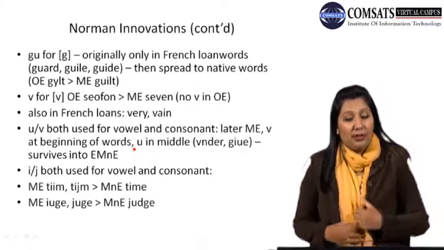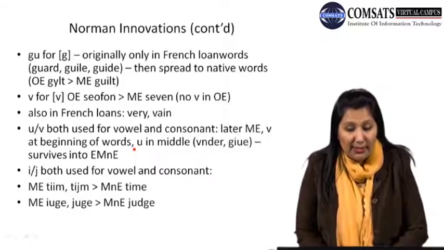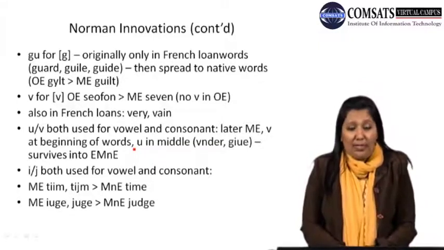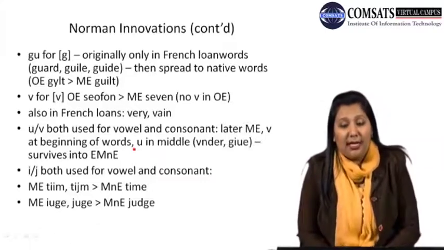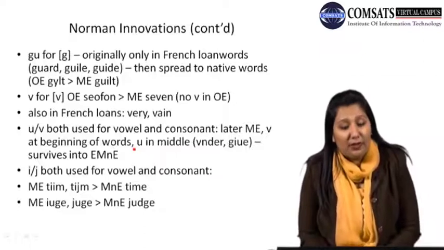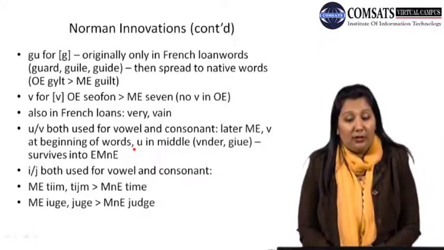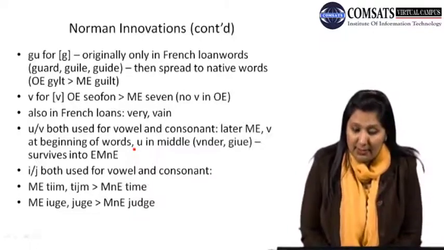V sound for v. In Old English it was siophon, and in Middle English it was seven. There were some French loans, very and vain. For example, ju and v sound were both used for the vowels and the consonants. Later in Middle English, v was used at the beginning of the word, ju in the middle of the word. For example, vendor and girl survive into the early modern English period.